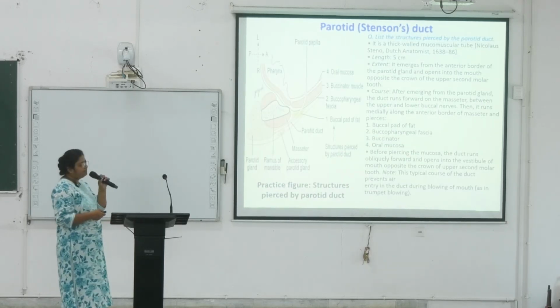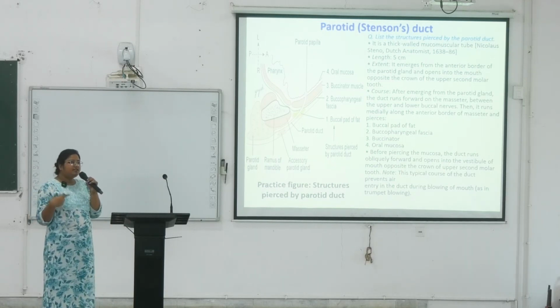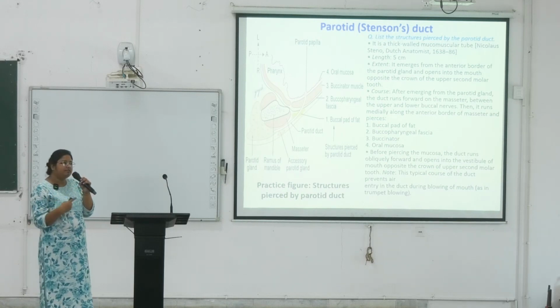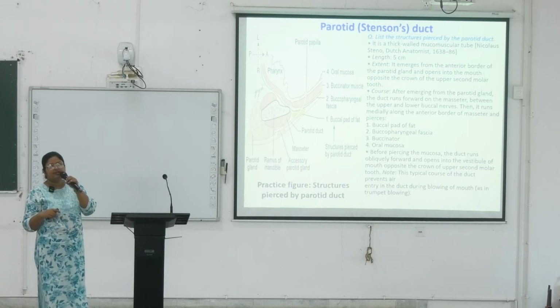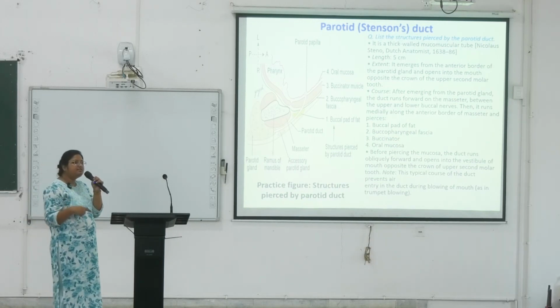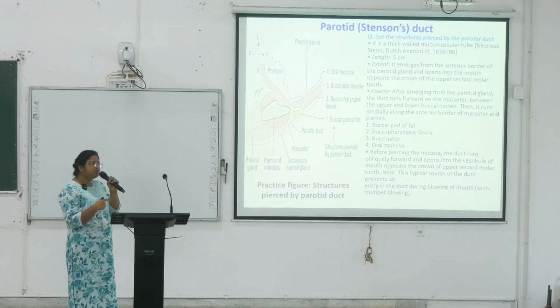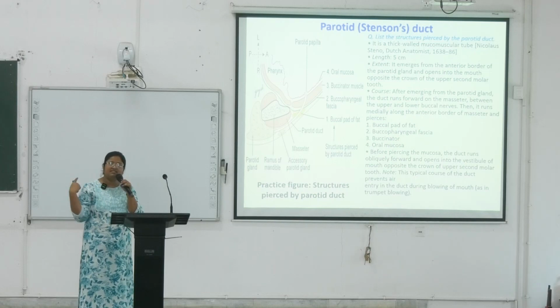Now we go to the parotid duct. This is asked in your viva. What structures are pierced by this parotid duct, and where does it open? These are very frequently asked questions during your viva. Where the parotid duct opens and the structures pierced by it also come in your OSCE question, if you have to identify the parotid duct during face dissection.